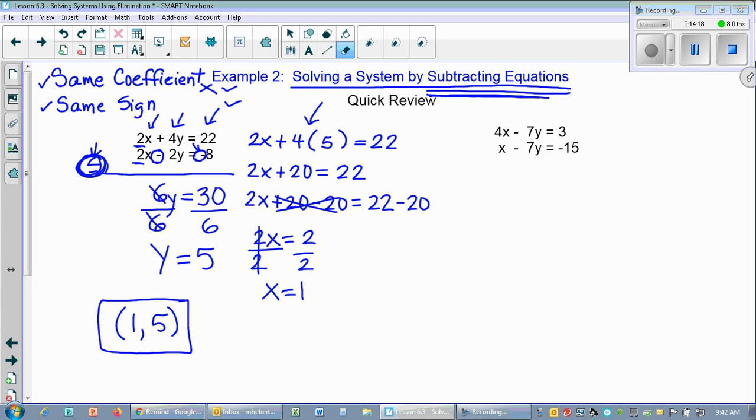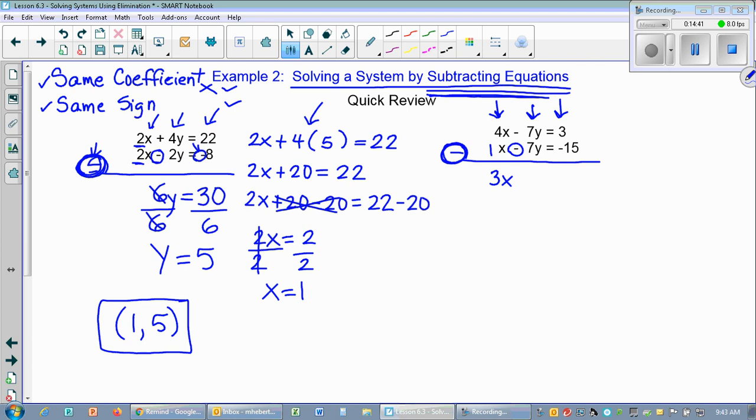I'm going to erase some of this out so we don't have it interfering. So we're going to subtract the first column, the second column, and the third column. So I'll throw 1 back so you can see that. So 4 minus 1 is 3. Negative 7 minus negative 7. Remember, the minus makes a positive. That's correct. So it's negative 7 plus 7, which is 0. Then we'll subtract the constant. 3 minus negative 15. Minus makes a positive. So we got 3 plus 15, which is 18.